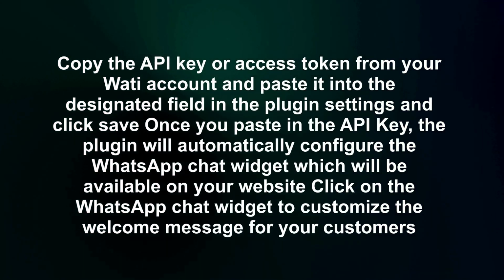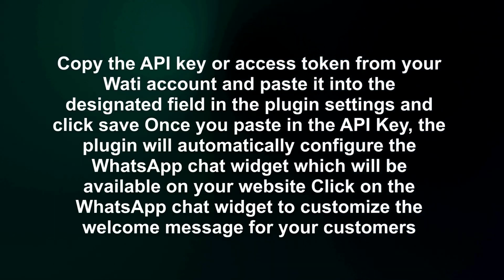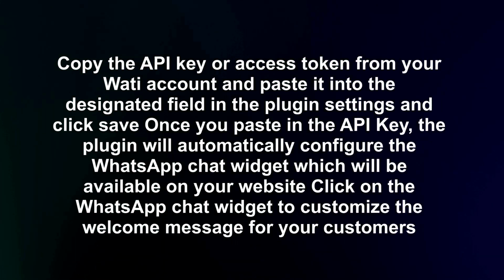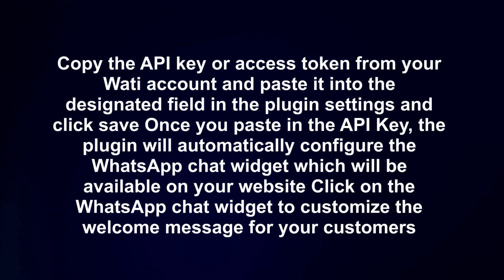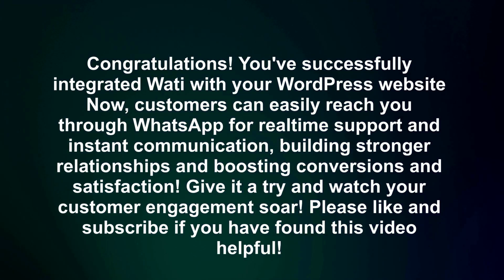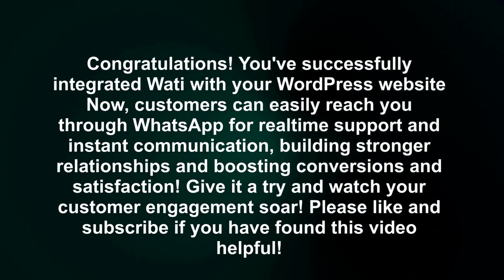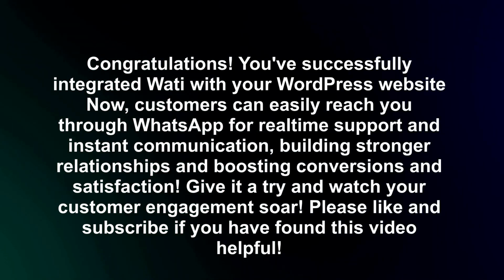Once you paste in the API key, the plugin will automatically configure the WhatsApp chat widget, which will be available on your website. Click on the WhatsApp chat widget to customize the welcome message for your customers. Congratulations! You've successfully integrated Wati with your WordPress website now.